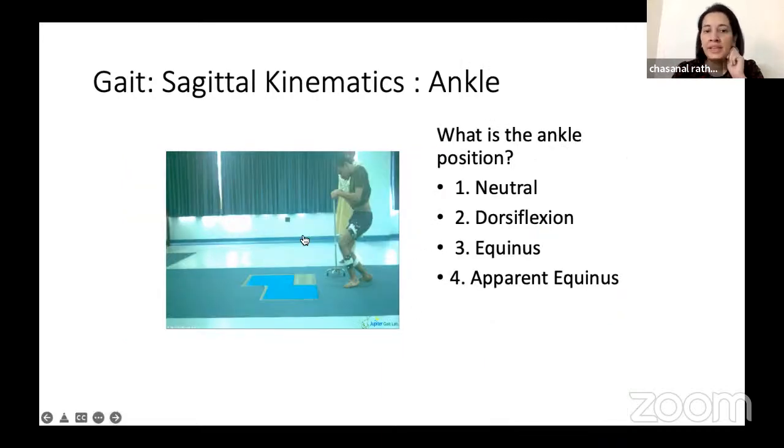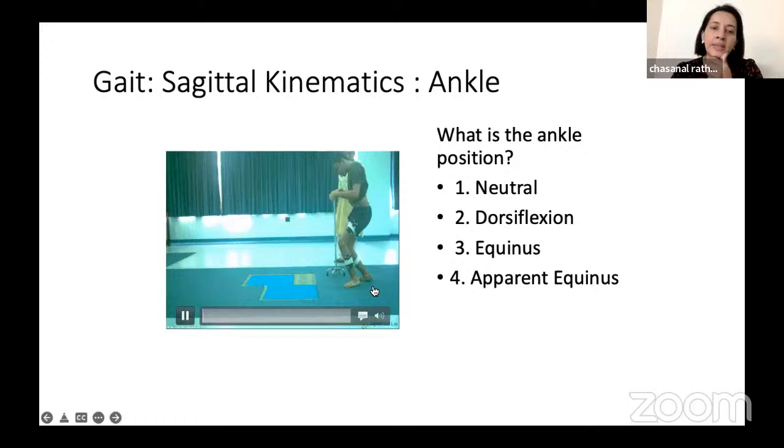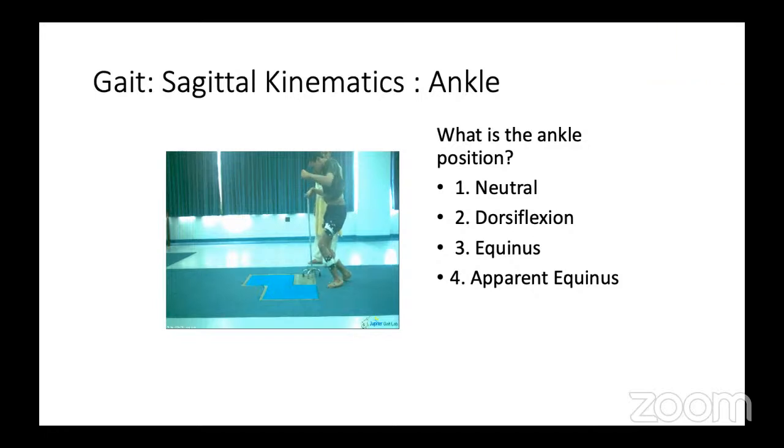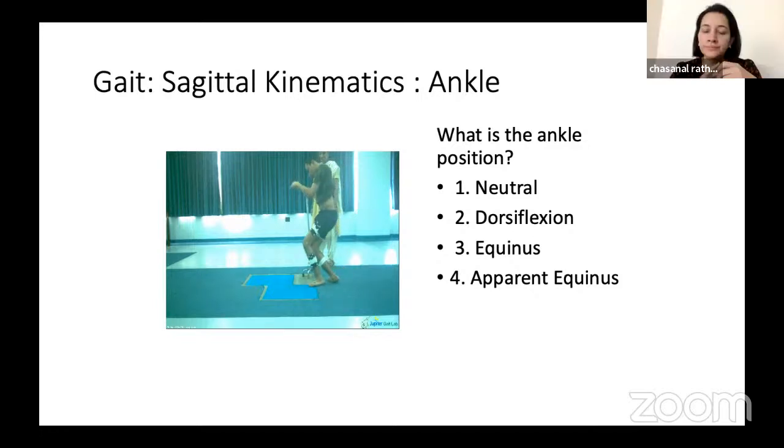What is happening with the ankle? So let's see the left side only. I think it's in neutral, dorsiflexion, it's in equinus, or is there an apparent equinus? Apparent equinus. Okay. Anyone more?